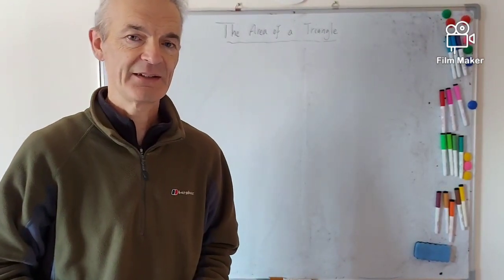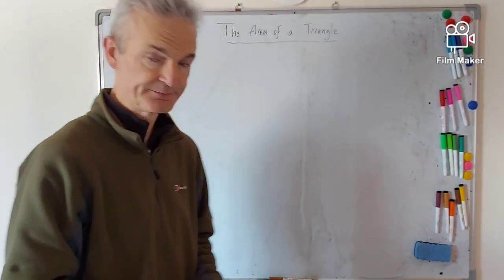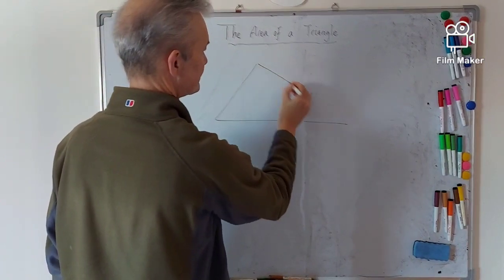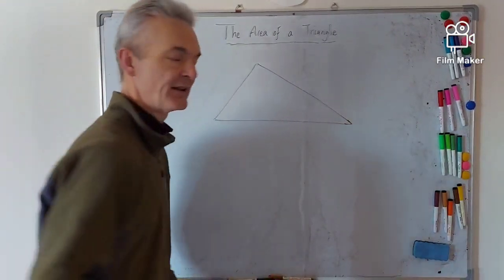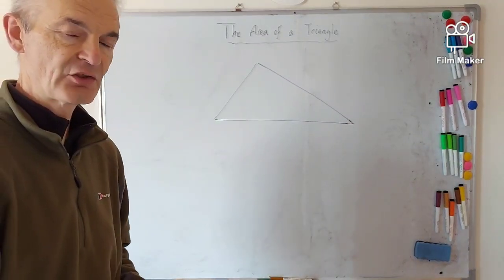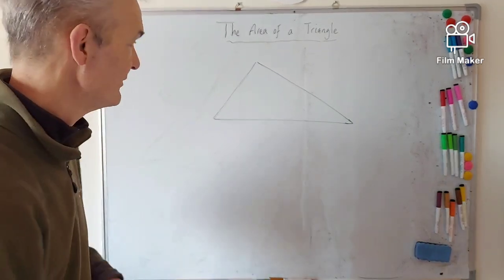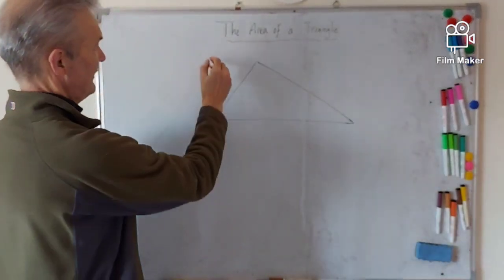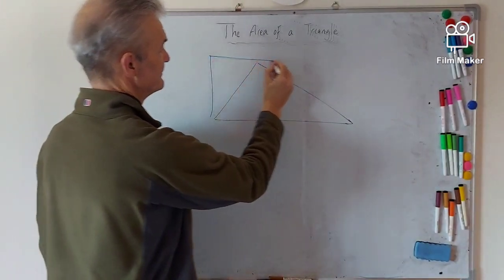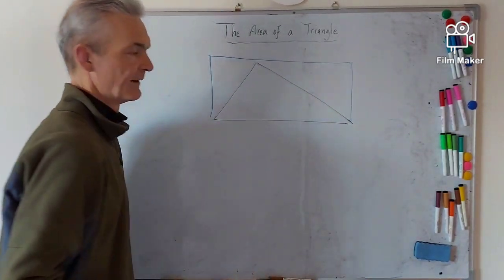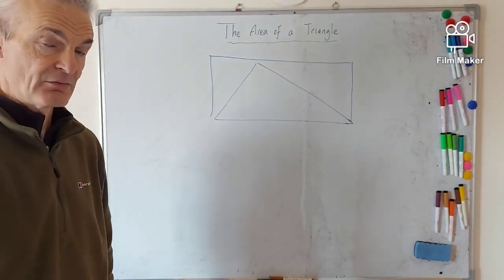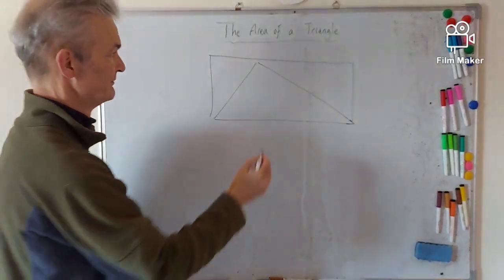Today I'm going to look at the area of a triangle. So here's our triangle. Now, if we want to find the area of this triangle, one of the easiest ways to do this is to create a rectangle around the triangle.